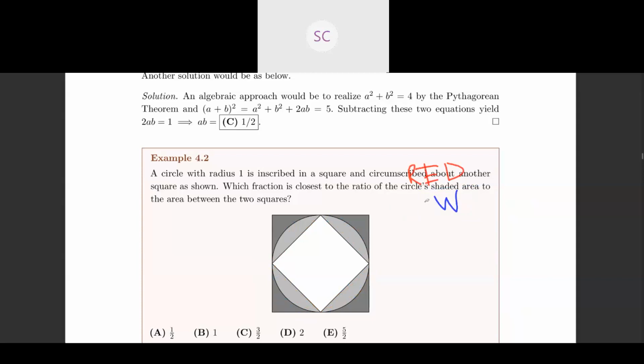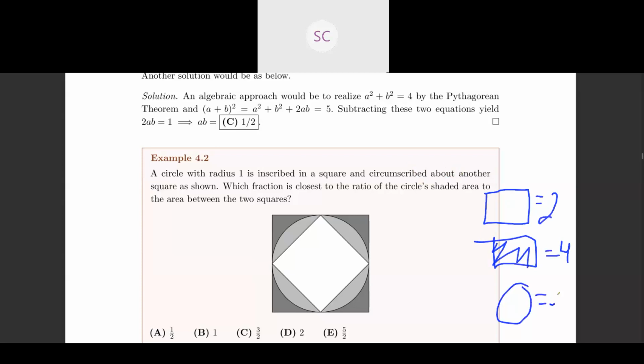Okay. Let me write important stuff again. So the area of this square is going to be equal to 2, and the shaded square is equal to 4. The area of the circle is equal to pi. And if we're just looking for this section blocked off, this is just pi over 4 because this is 1/4.